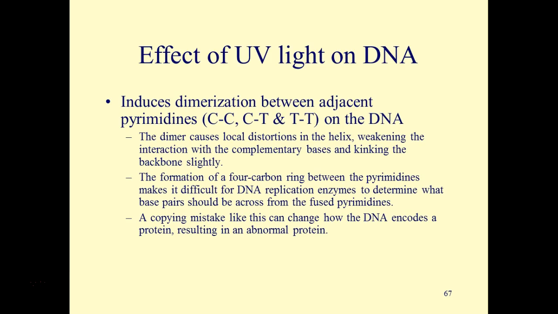This dimerization is going to cause local distortions in the helix. It weakens the interaction with the complementary bases, and it kinks the backbone slightly. The formation of this 4-carbon ring between the pyrimidines makes it difficult for DNA replication enzymes to determine what base pairs should be across from the fused pyrimidines, and a copying mistake like this can change how the DNA encodes a protein. As a result, an abnormal protein can be synthesized, if the transcript is even made, or the messenger RNA may not be made.